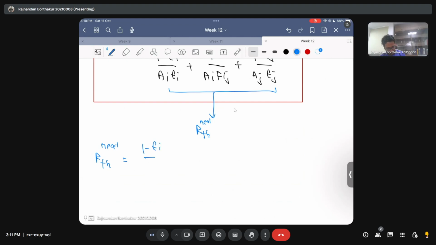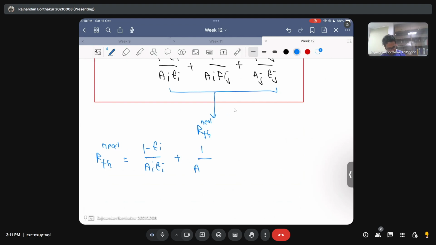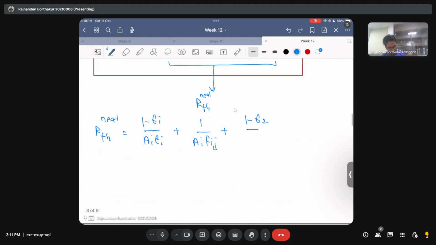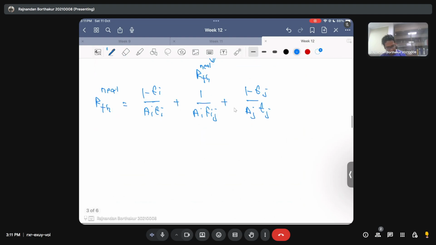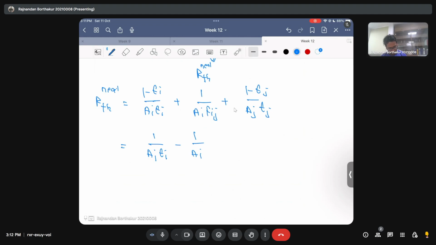is basically (1 minus epsilon i) by (ai epsilon i) plus 1 by (ai Fij) plus (1 minus epsilon j) by (aj epsilon j). Sorry, this is epsilon j. So if you just rearrange, this term will basically be equal to 1 by ai epsilon i minus 1 by ai, okay, plus 1 by aj epsilon j minus 1 by aj, okay.